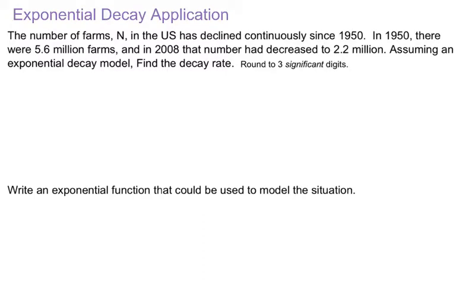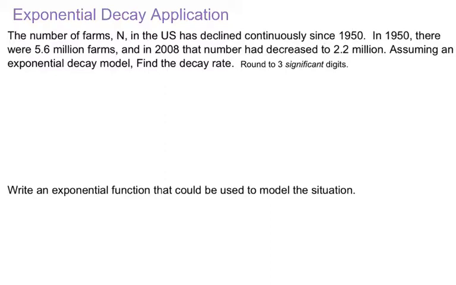So we're going to do an exponential decay application problem. In this problem, we're going to consider the number of farms represented by the variable n. The number of farms in the U.S. has declined continuously since 1950.